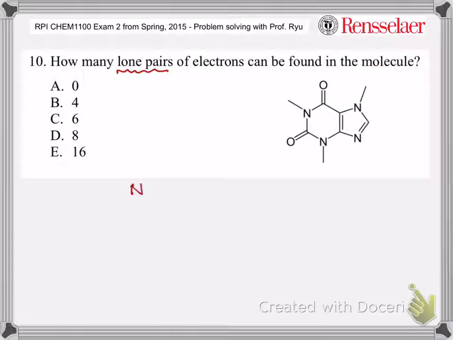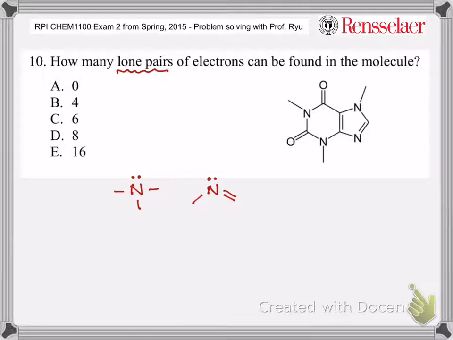Nitrogen has 5 valence electrons, and it can have 1 lone pair, forming 3 sigma bonds, or it can have a double bond and a single bond and still have a lone pair. So this is a case where, for a heteroatom like nitrogen, it can have one lone pair.